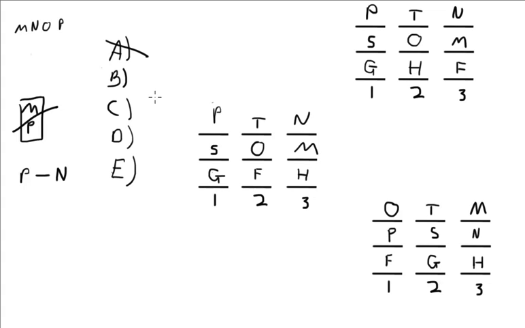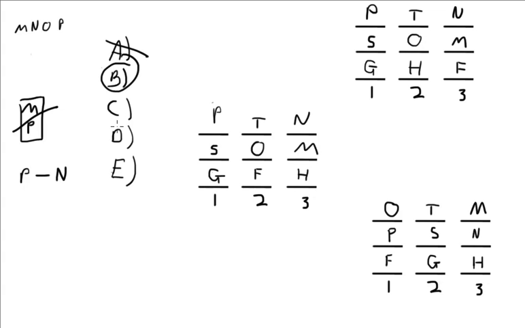B says that N is in group F. Well, N can indeed be in group F. Not in both diagrams, but in this one, we do have N in group F. And therefore, since that is one of our 2 possible scenarios, we know that B could be true. But just for good measure, let's go through our other answer choices.